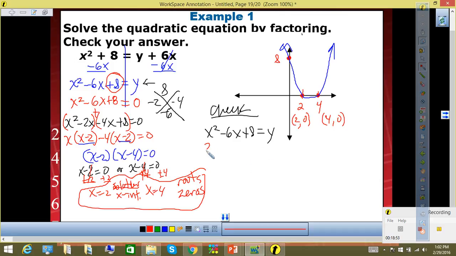I'm going to check 2 and 0. So instead of x, it's 2 squared minus 6 times 2 plus 8. And instead of y, what goes there? 0. So this is 4 minus 12 plus 8 equals 0. Combine like terms. That's 12 minus 12 equals 0. What is 12 minus 12? 0 equals 0. Did it work? Yes.